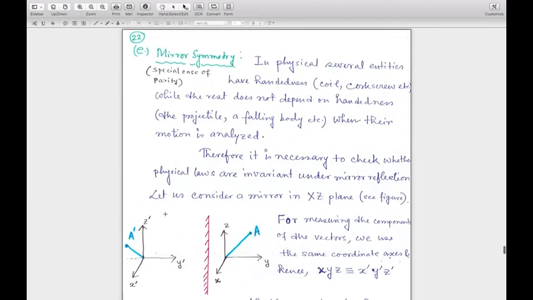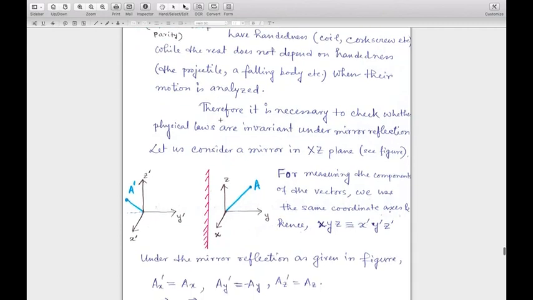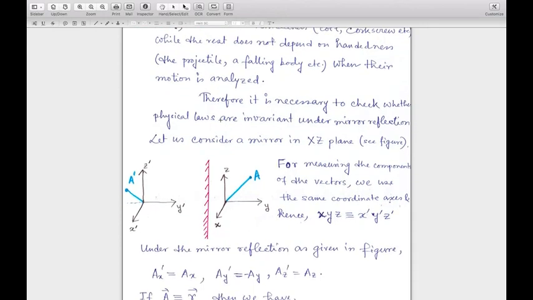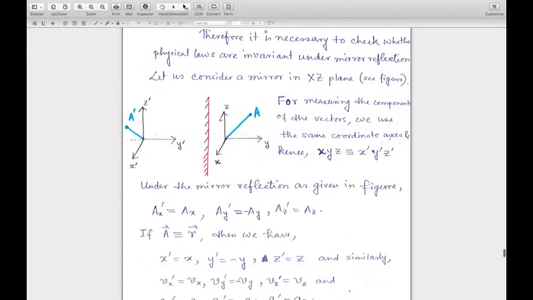So this type of thing is there, and sometimes some laws of physics are, or rather are expected to be, independent of this handedness. That means the motion of a projectile, a vertically falling body under gravity, all these things are in general independent of handedness. Now we have to do something general and show whether, how and when Newton's second law of motion is invariant under such transformation.